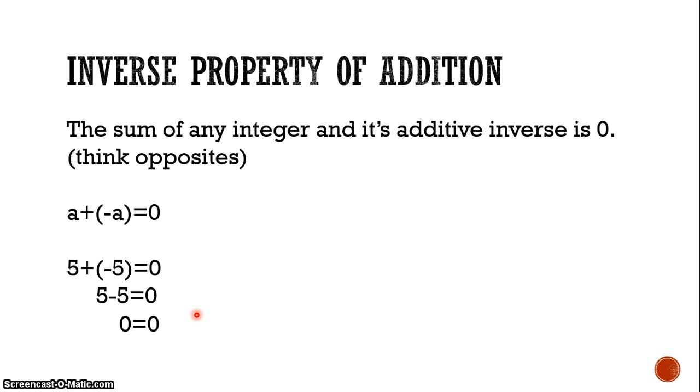Next, inverse property of addition. So inverse is an opposite. It's a fancy word for opposite. So we talked about it in the terms. So additive inverse is just a fancy math word for an opposite. So if you have a positive number, the opposite of it is going to be that same number but negative. So the sum of any integer and its additive inverse, read the opposite, is 0. So here if I have a and I'm going to add the opposite of a to it, I'm going to end up with 0.